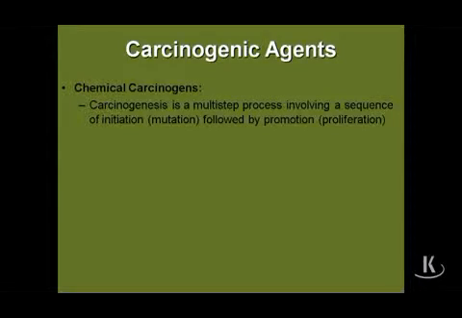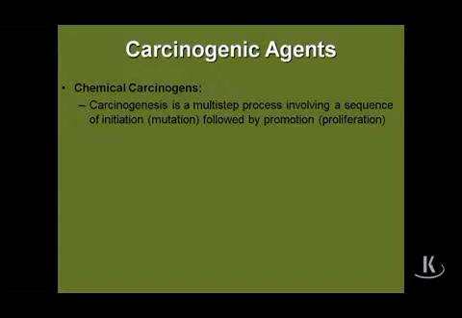Now let's talk about some of the causes of cancer. An important cause I mentioned earlier are chemical carcinogens. They represent about 2/3 of all known etiologies leading to cancer. When we talk about the process of carcinogenesis in general, it is a multi-step process, and there's a sequence of changes that have to take place.